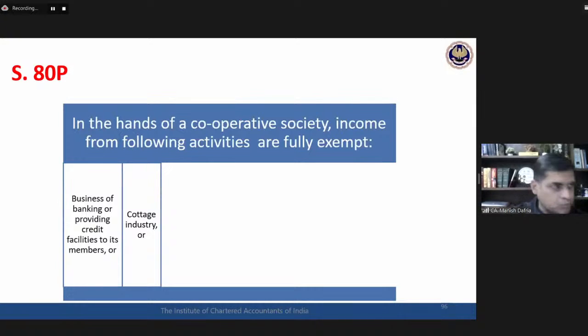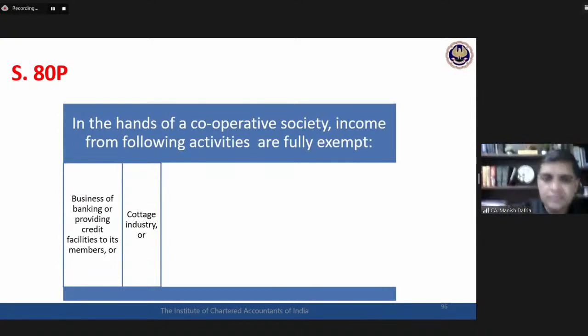Second activity, cottage industry. Any cooperative society running a cottage industry, income from that cottage industry would again be fully exempt. Say for example, in this city of Tamil Nadu called Sivakasi, this whole firecracker industry is there. Cottage industry kind of firecracker manufacturing happens. A cooperative society has been formed where all the persons have joined, and in the form of a cottage industry, they are doing that particular activity. Whatever income that society would be earning, fully exempt, 100% exempt under 80P.